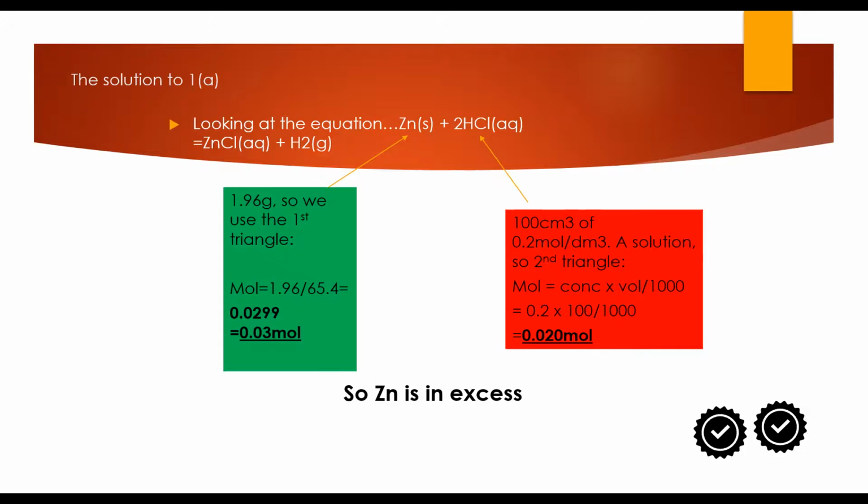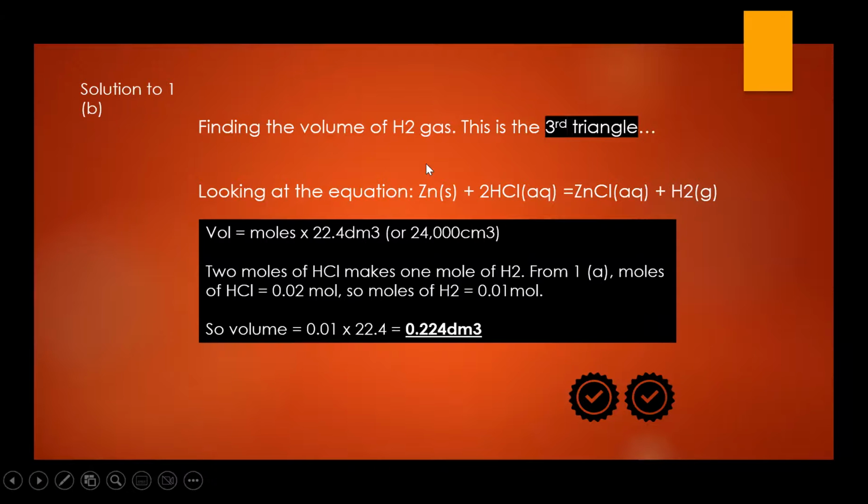So that is 2 marks. That is the first 2 marks there. So you get a mark for working out each one of these moles and then saying the zinc is in excess. That's really great. So looking back at the question, the next bit to do was to find the volume of the hydrogen gas. Now, because the zinc is in excess, we would have to work out everything based on the moles of HCl, because there is more zinc than there is HCl.